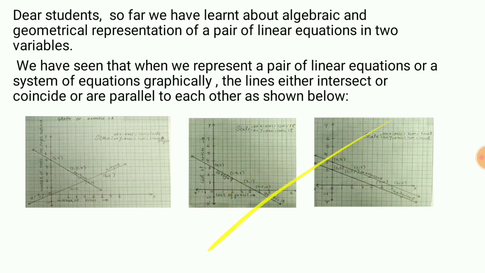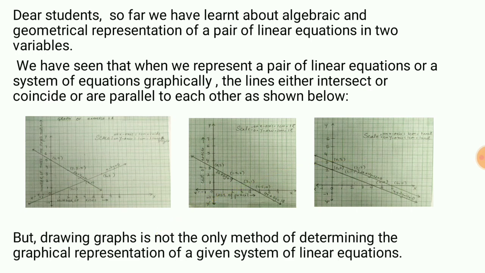These are the three graphs that were shown to you in the previous session. Here, in the first graph, the two lines are intersecting. In the second one, the lines are coincident. And in the third one, the lines are parallel. So, if we want to see whether the two equations represent intersecting lines or coinciding lines or parallel lines, we need to draw the graph of the two equations and then decide what kind of representation they will have.